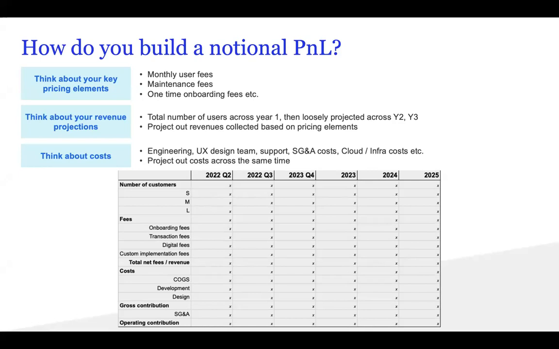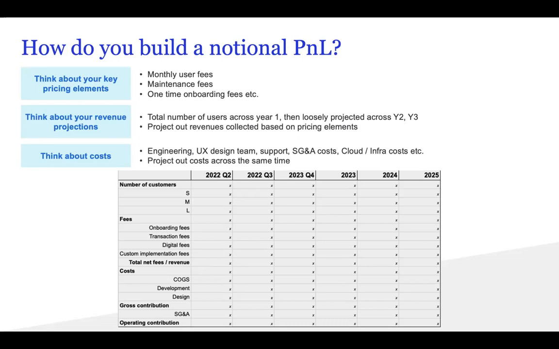Think about your key pricing elements, how much you want to charge your users, whether it's on a monthly basis, on a per user basis, etc. Think about whether there are other revenue streams, such as maintenance fees or onboarding fees. Number two, think about your revenue projections. How many clients with potential user bases do you expect to capture in year one, broken down on a quarterly basis? And then you can also use that to loosely project across year two and year three.